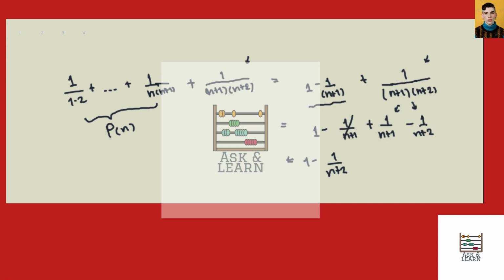When we do this, then these two kill each other. And we are left with 1 minus 1 over n plus 2, which is essentially what we want for the right hand side of P of n plus 1. Now we have shown that this sum on the left hand side equals this formula on the right hand side. So we are done. We have shown that we can construct P of n plus 1 using P of n.